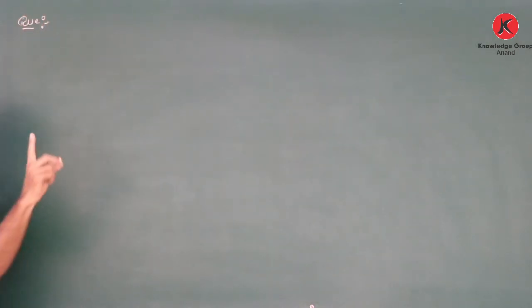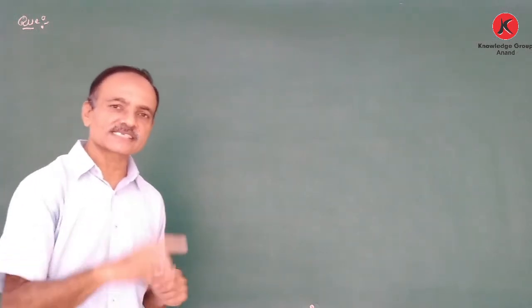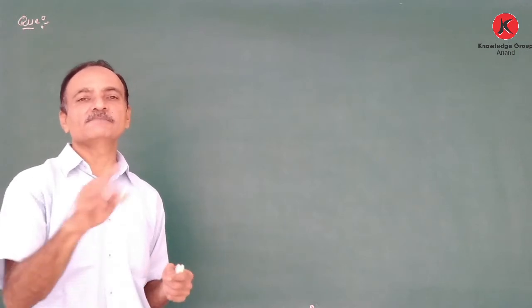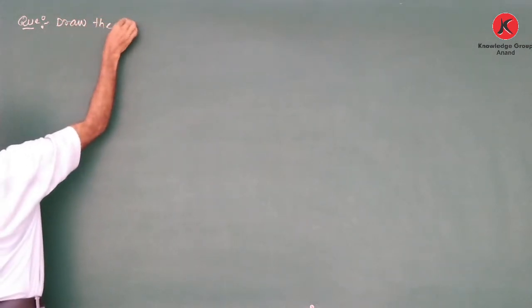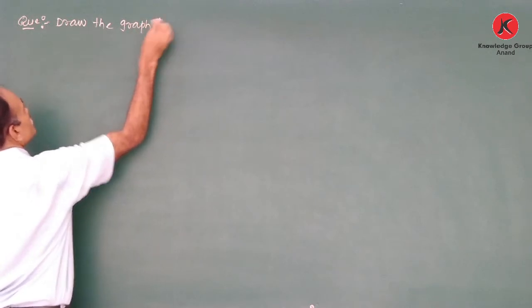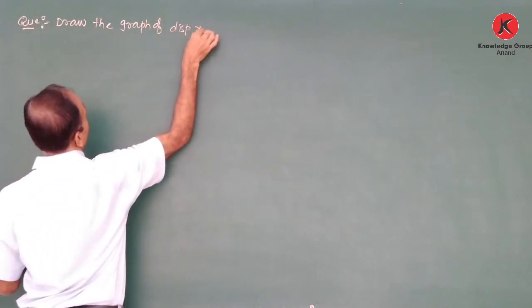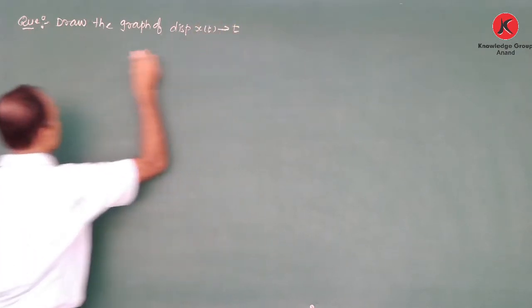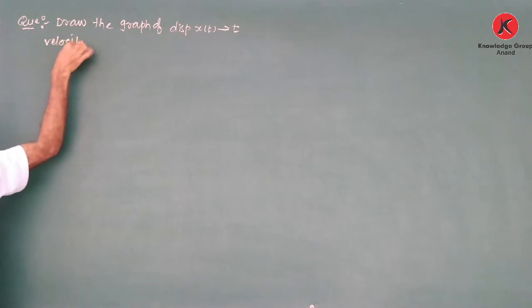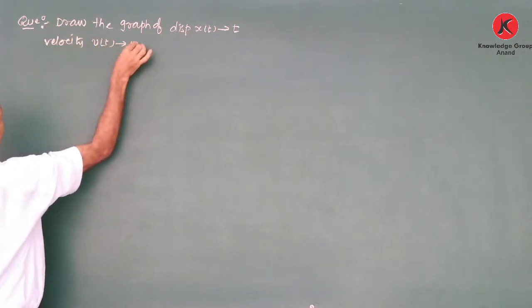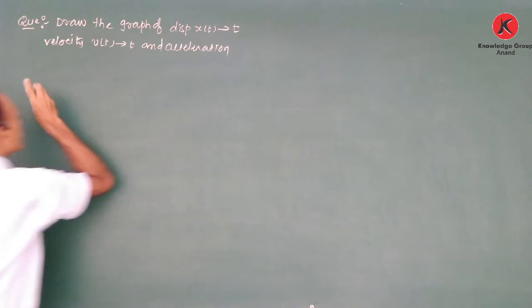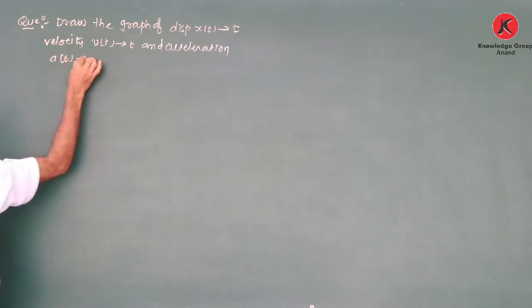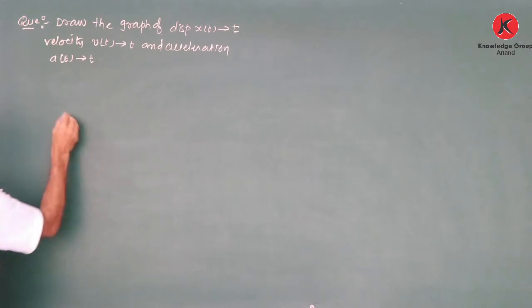Now we are going to attempt the question: draw the graph of displacement versus time, velocity versus time, and acceleration versus time for a simple harmonic oscillator. For that purpose, the graph is in this manner.